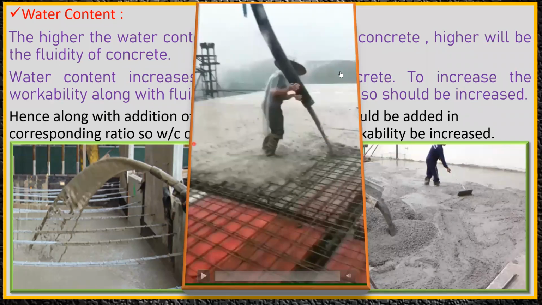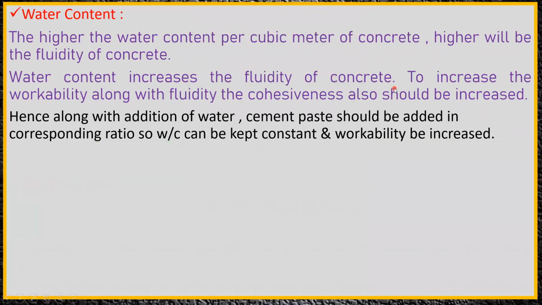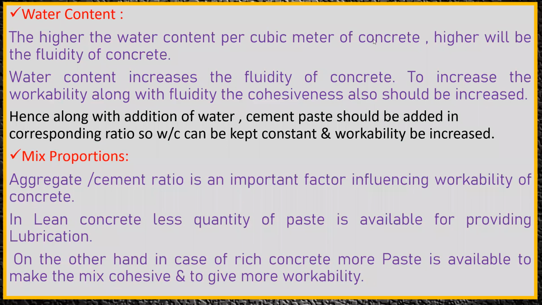Yeah, so with this understanding, we'll try to go ahead. Now coming to the mix proportion, right? So aggregate by cement ratio. Whenever I say mix proportion, it's about the aggregate by cement ratio. Okay, aggregate by cement ratio. It is an important factor influencing the workability of the concrete.